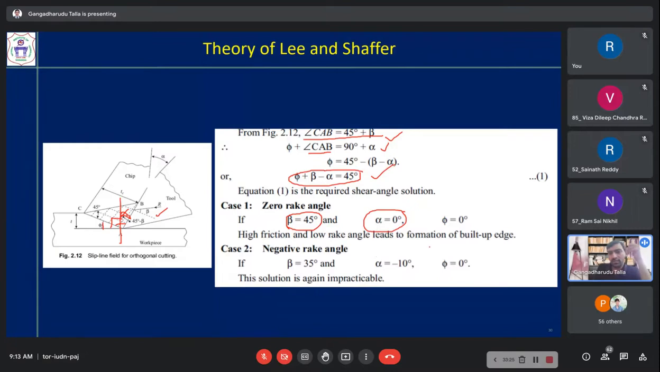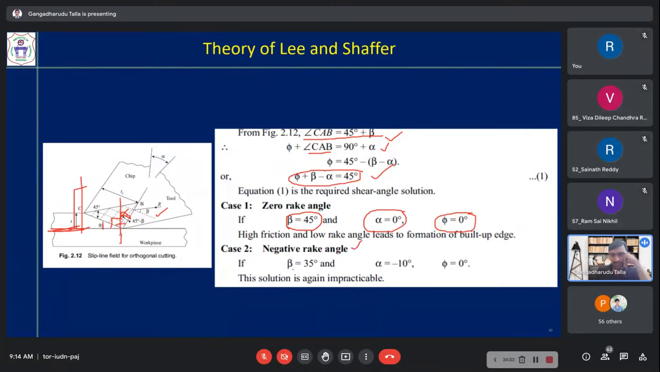That leads to formation of built up edge. And this phi is becoming 0. Zero means the shear plane itself is coinciding with the cutting force direction. It is just a 90 degree turn like this. The chip has to just turn in it. So friction will be very, very high, and you will have built up edge in that case. And if you have some negative rake angle also.